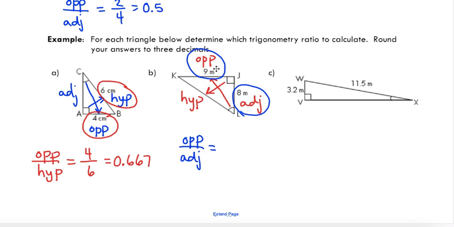And now I'm going to plug in my numbers. So I have 9 over 8, and 9 divided by 8 is 1.125.